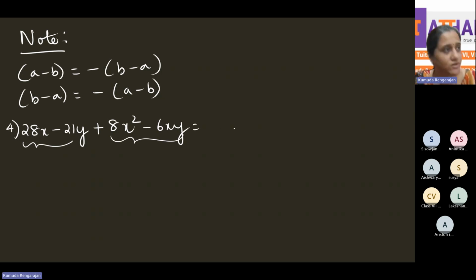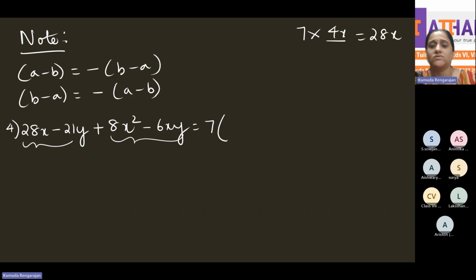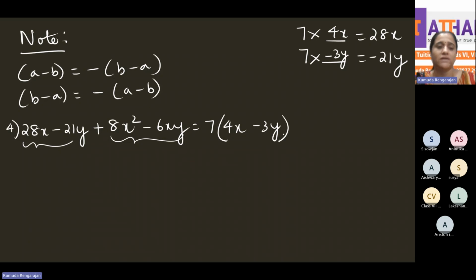The HCF of the first two terms: the numerical one is 7, and for the literals it's nothing. So it's just 7. Open bracket. 7 into what will give you 28x? 7 into 4x. Next, 7 into what will give us minus 21y? Minus 3y. Close the bracket.